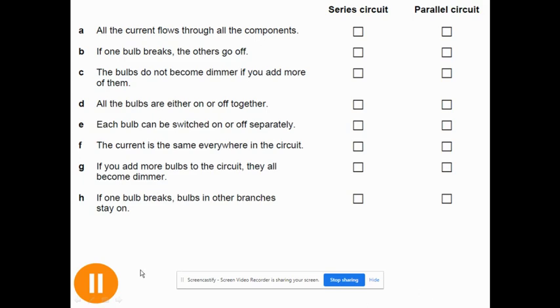So you can see the pause symbol in the corner again here. What you're going to do is read through the statements and then decide whether it refers to a series circuit or to a parallel circuit. So if you just get a piece of paper and then A to H, say whether it's series or parallel. So if you pause it now, you should have put all the statements down now and said whether you think they're series or parallel.